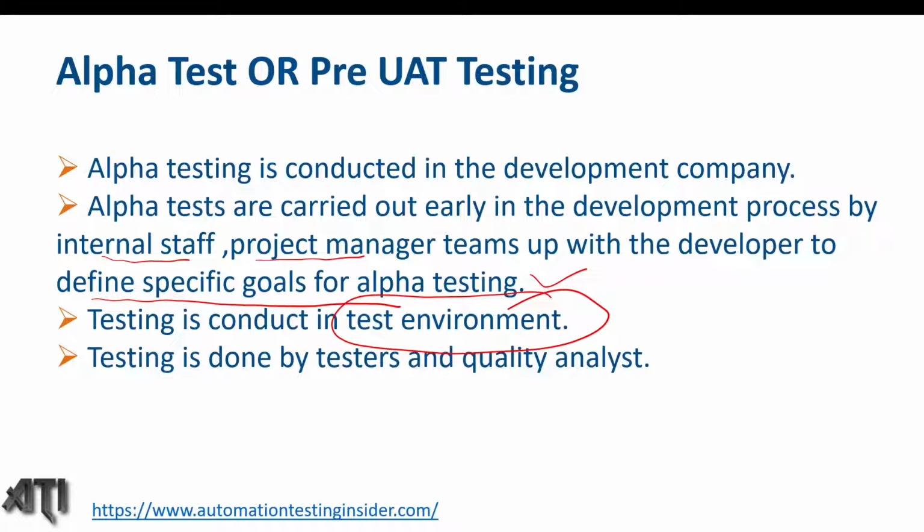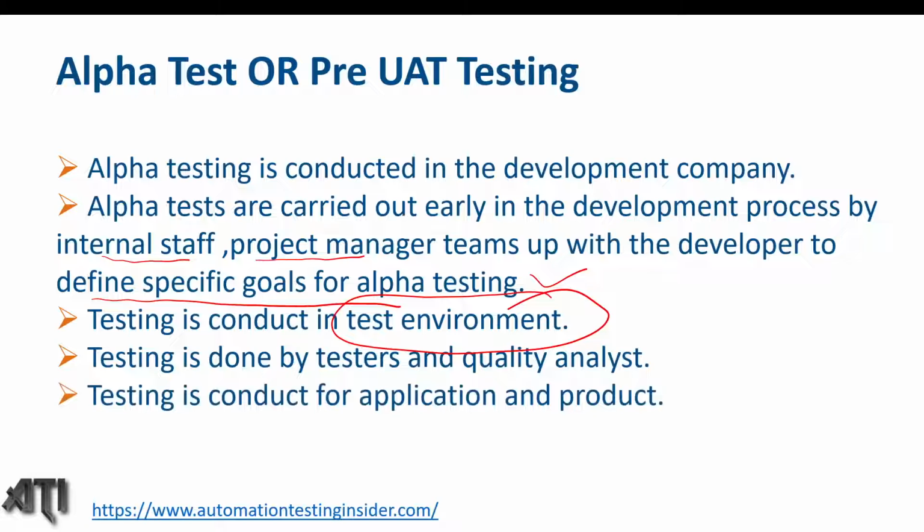Testing is done by testers and quality analysts. A quality analyst is nothing but a business analyst, and some QA group is also there, and with the help of the testers we will do the UAT testing. We will create certain test plans, scenarios and test cases as well to perform pre-UAT testing. Testing is conducted for the application and product.